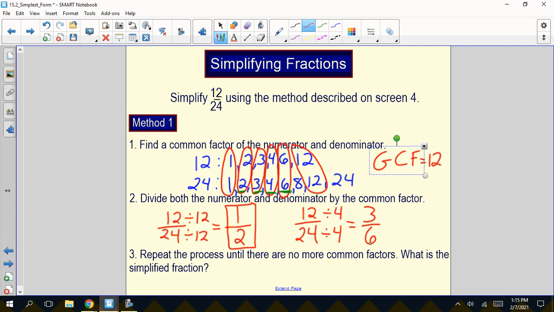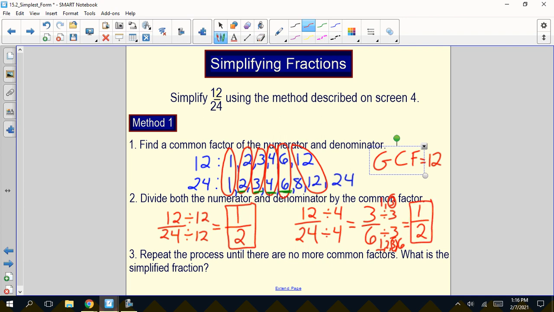If I divide the top and the bottom by 4, 12 divided by 4 is 3, and 24 divided by 4 is 6. Now, when I get 3/6, I want to look at this and go, okay, what numbers go into 3? 1 times 3. And what numbers go into 6? 1 times 6 and 2 times 3. Well, look what numbers they have in common. They have 1 in common, but they also have 3 in common. So we, again, are going to divide by 3. 3 divided by 3 is 1, and 6 divided by 3 is 2.